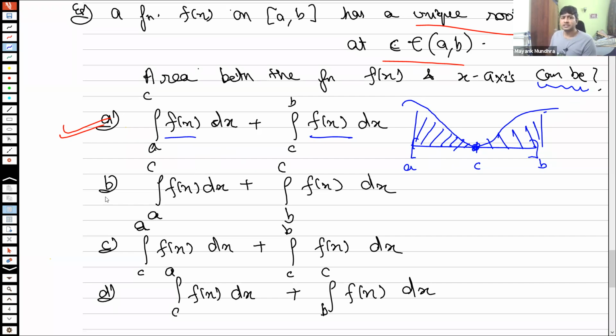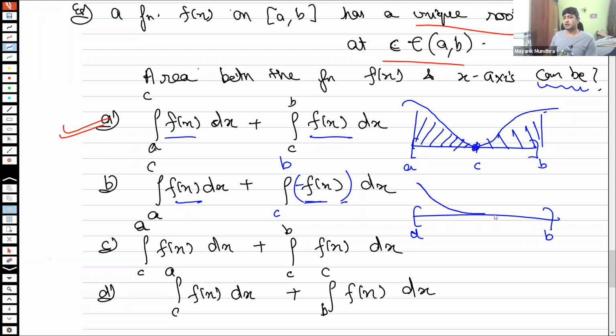Okay. Now this B is basically writing it in this manner: C to B minus f of x. So it should be positive here and it should be negative here. So I can have a function on A to B which is positive here and negative here. Right? So here the area is going to be given by this. So B is also correct. Similar constructions tell me C and D can be correct.